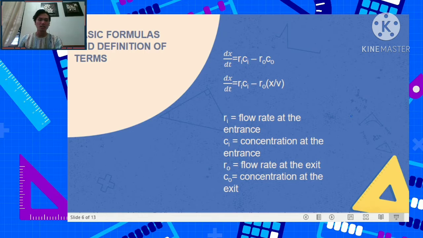And r sub i is equal to the flow rate at the entrance. C sub i is the concentration at the entrance. R sub o is the flow rate at the exit. And c sub o is the concentration at the exit.